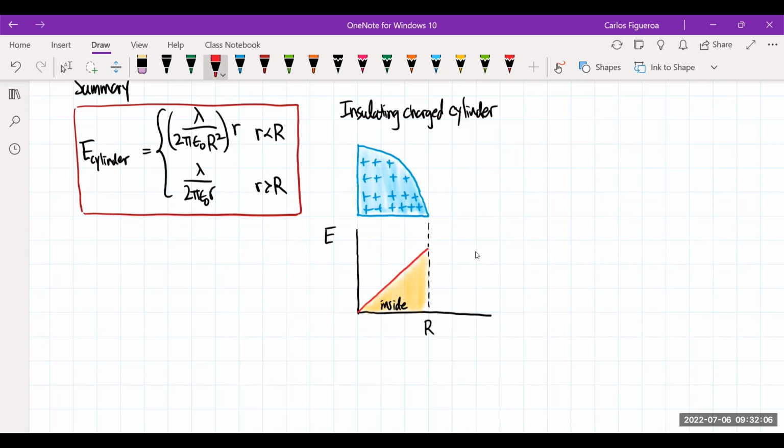And then it falls off. It has a stronger field than a shell, excuse me, a sphere, because you could see that outside it falls off as what? It falls off as E proportional to 1 over R. And here, the field is proportional to R. So when you're looking at the outside of the field, you're seeing that the field is stronger for a cylinder than it is for a sphere.